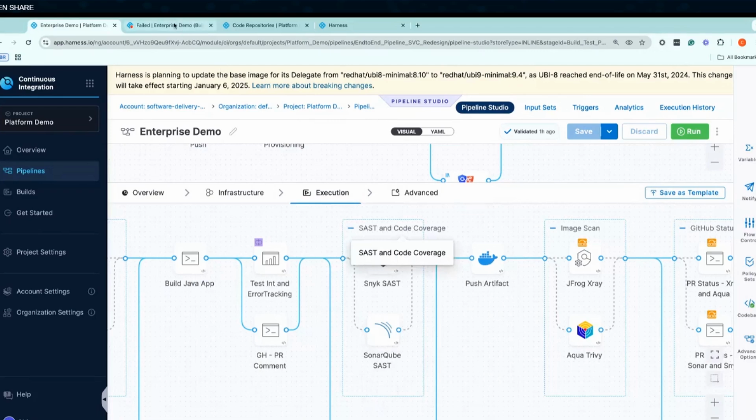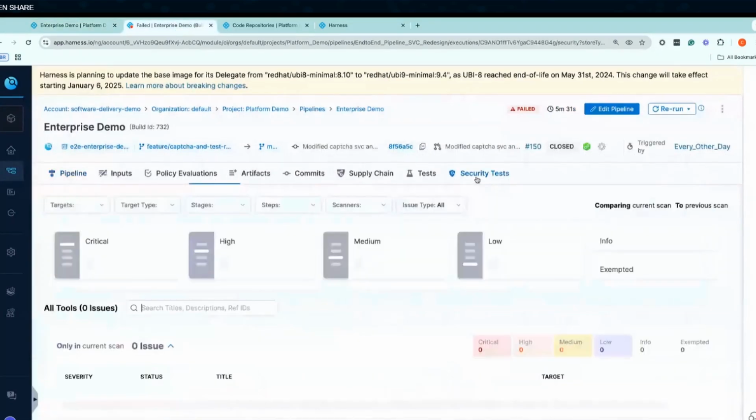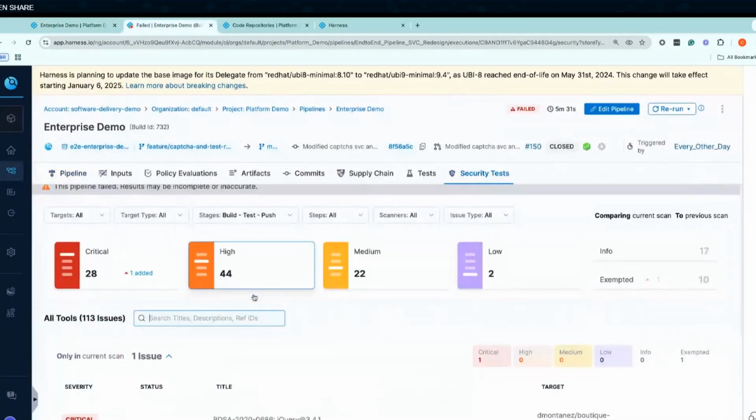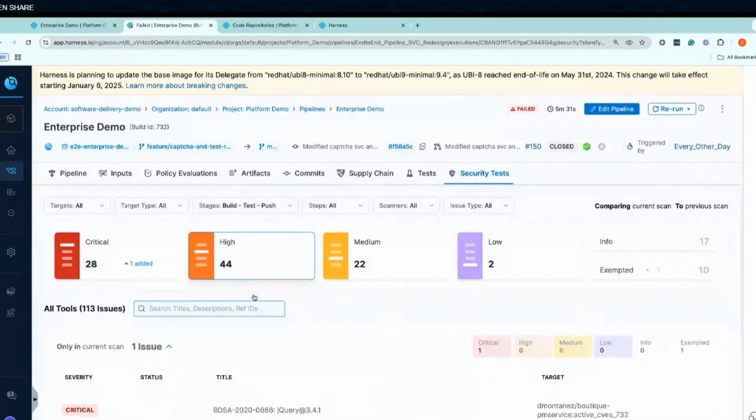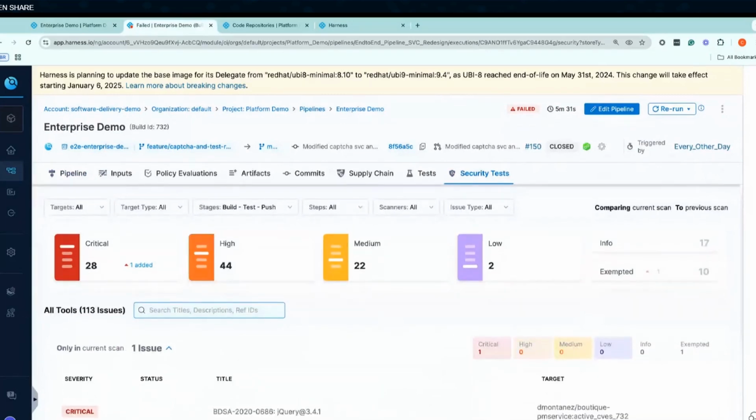What we have done is we have aggregated all the data from different scanners into this unified view. You can see the number of critical, high, medium, and low vulnerabilities. And then you can also see that one vulnerability was added during the previous build. So this is important because you can actually figure out which build is responsible for which vulnerability.